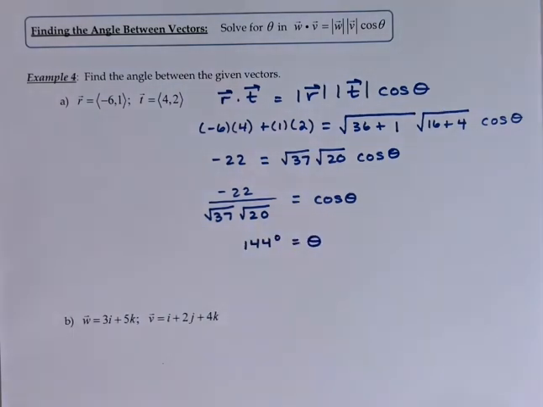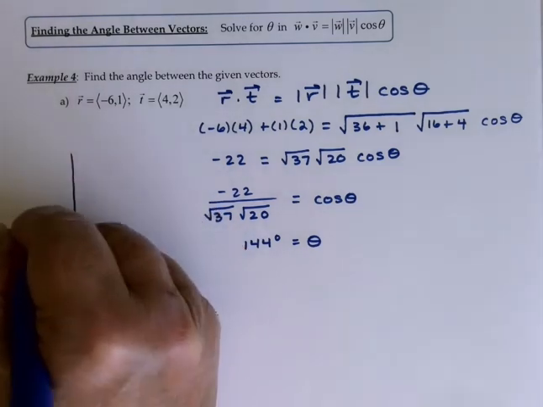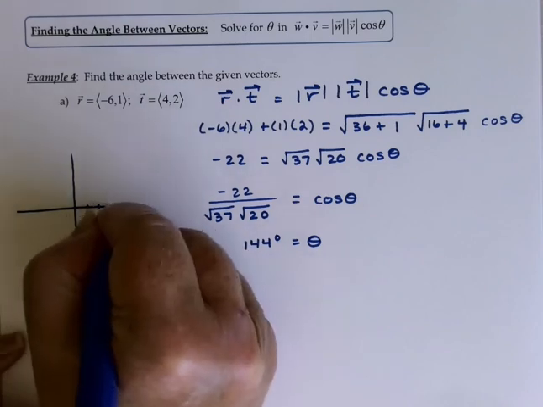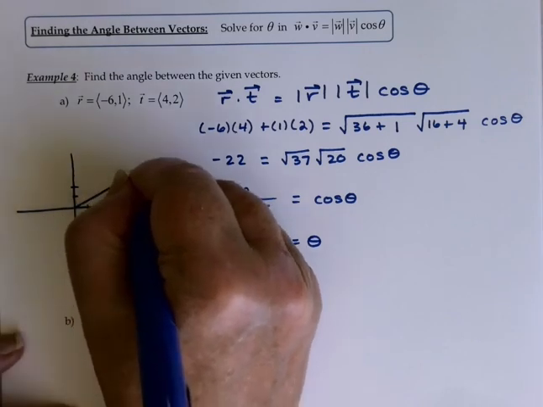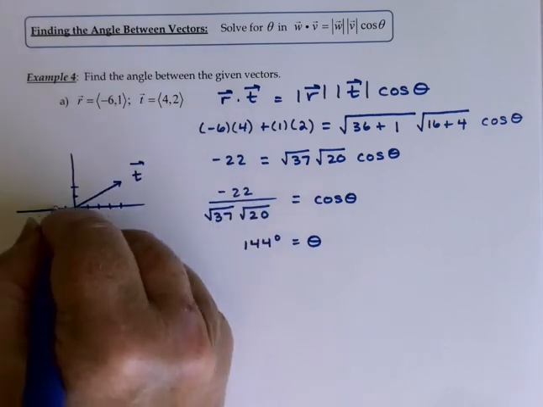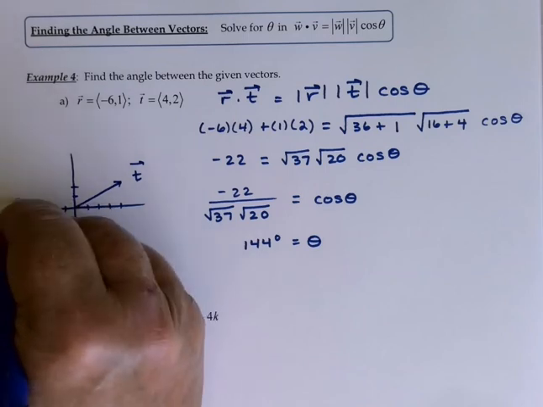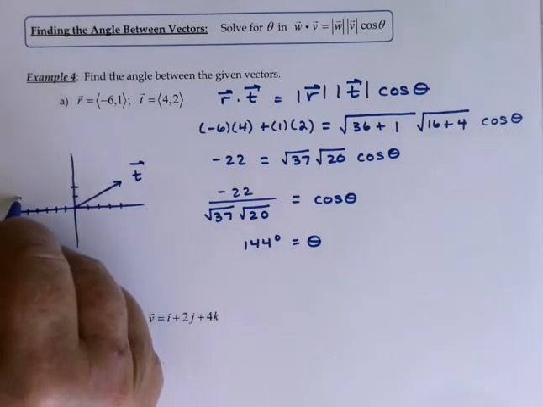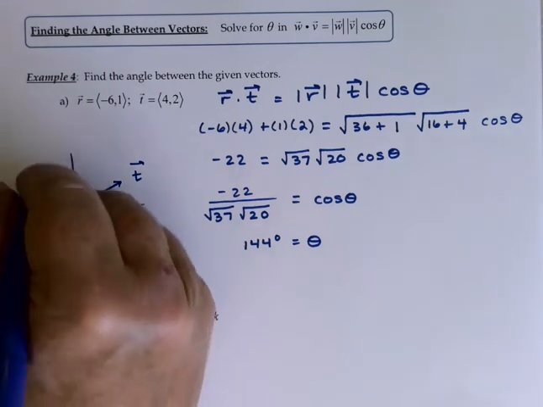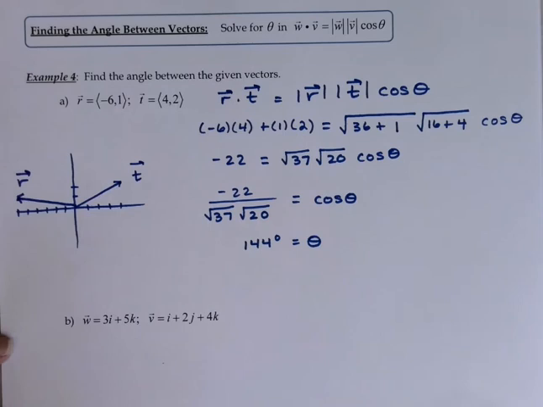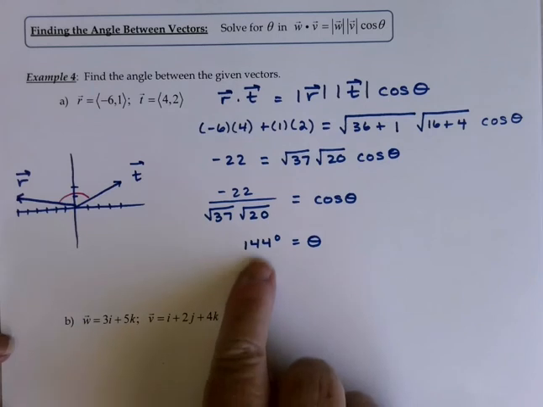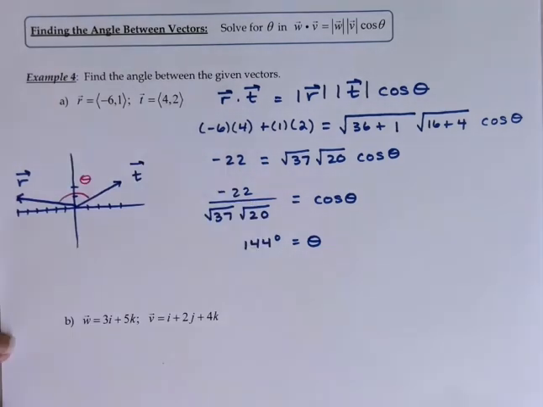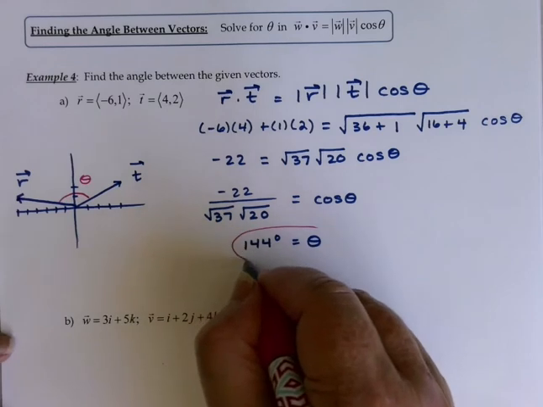Okay. Since this is two-dimensional, let's sketch that really quick and just see if it seems reasonable. There's 4, 2. There's t. Negative 6, 1. So there's r. And if you look at that angle in between them, it's definitely more than 90 degrees, right? 144 degrees certainly seems reasonable as an answer here.